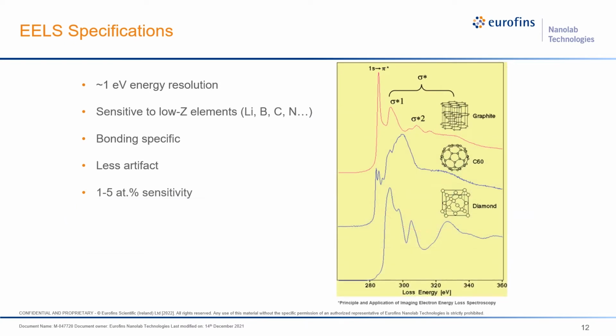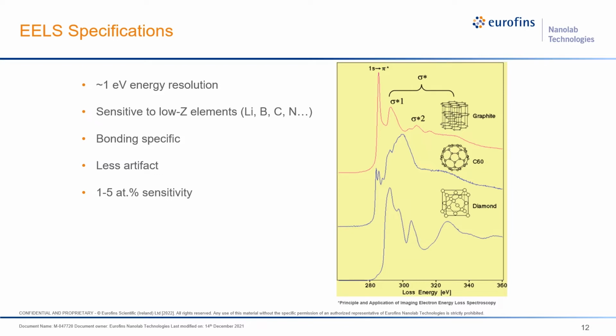So about EELS, the energy resolution is much higher, around 1 eV. So it really helps if you would like to see more details of some selected element. It is more sensitive to low Z elements, the light elements, such as lithium, boron, carbon, nitrogen, oxygen, etc. Actually, we will have another webinar next month from my colleague Jiangtao Zhu, focused on characterization of lithium battery by EELS and STEM. So please stay tuned. EELS spectrum is bonding specific.